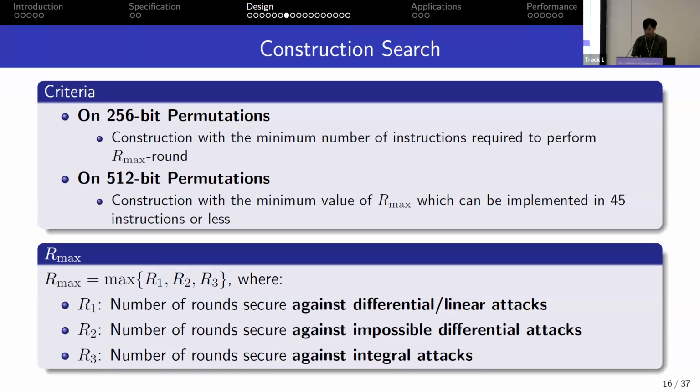R1 is the number of rounds secure against differential and linear attacks. R2 is the number of rounds secure against impossible differential attacks. And R3 is the number of rounds secure against integral attacks.